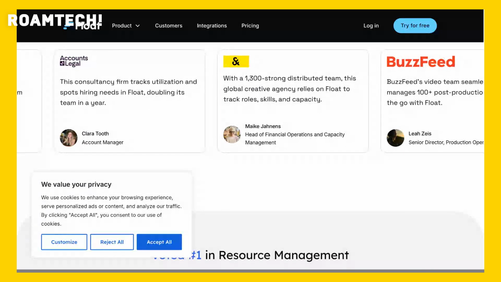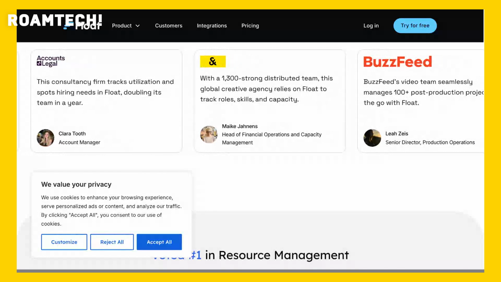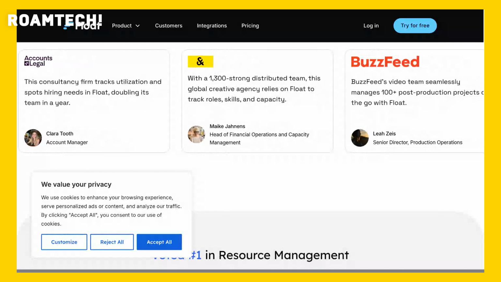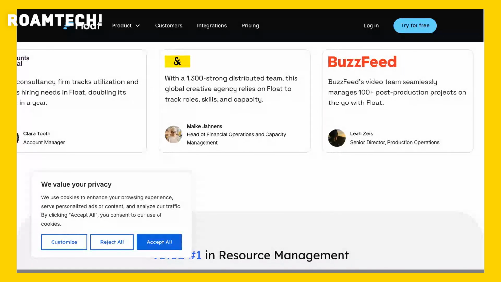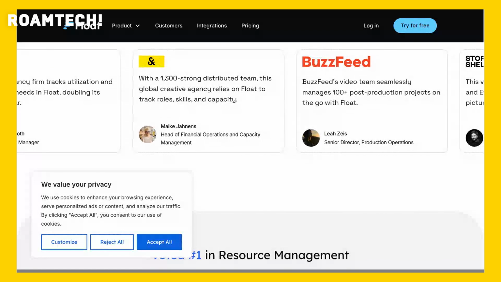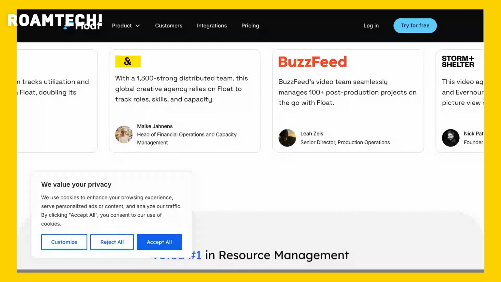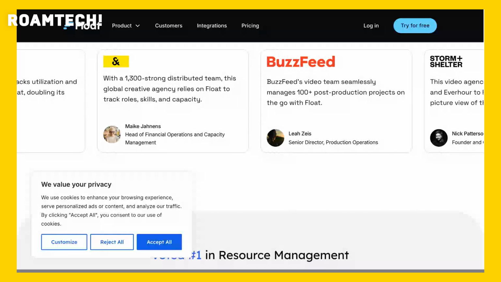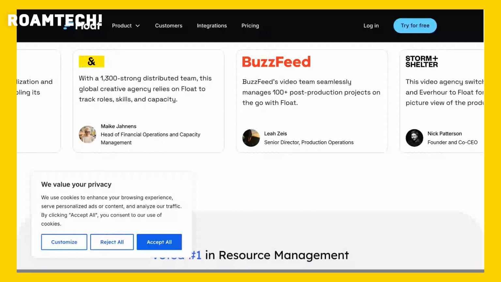Now, let's talk about my personal experience using Float Cash Flow Forecasting. Getting started was a breeze. I connected my bank account in about 5 minutes, surprisingly straightforward. The interface is clean and well organized. I particularly liked the visual representations of my projected cash flow. The graphs and charts made it easy to understand my financial picture at a glance.